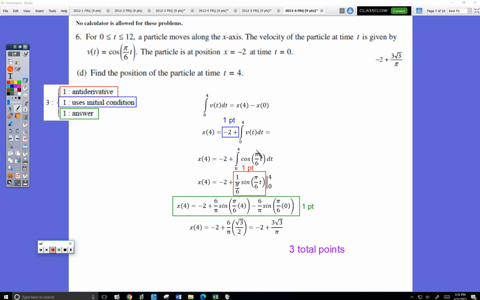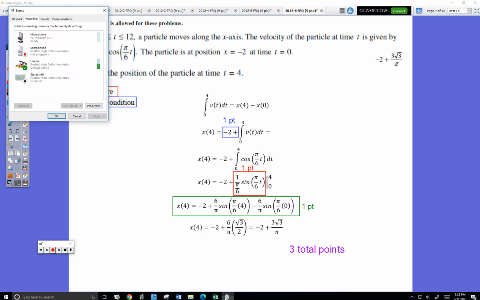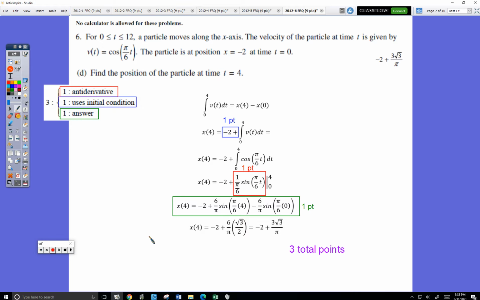Okay, part D. Find the position of the particle at time 4. So that's the fundamental theorem. I integrate the rate at which the position is changing. The rate at which position changes is velocity. The integral of the velocity will give me how different the two positions are at time 4 versus time 0.